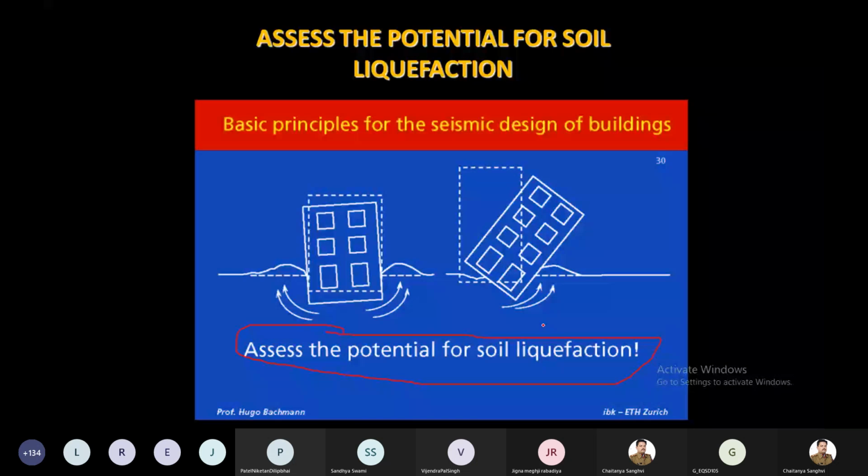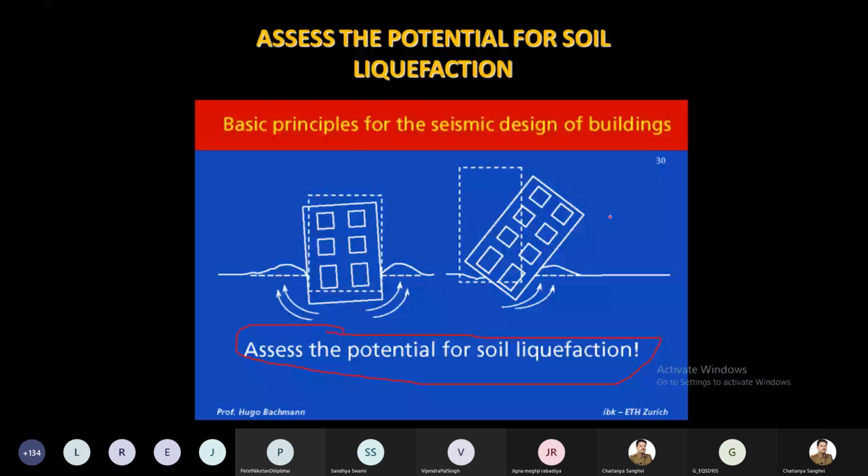A very simple example: suppose you try to walk on water. You are not able to walk on water. The reason is that water does not possess shear strength, and therefore you are not able to walk. In the same way, when your structure is resting on cohesionless soil, and during an earthquake the water table comes up, this soil behaves like a liquid and loses all its shear strength, and then your structure is not supported by the soil, and liquefaction will be observed.